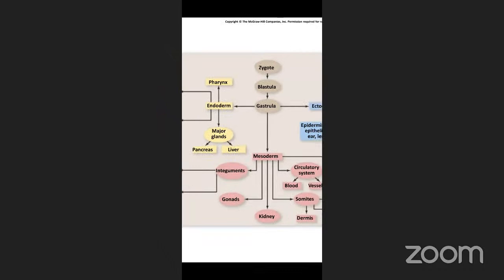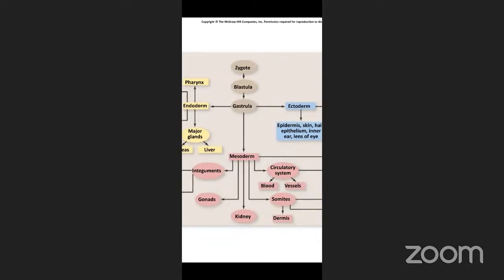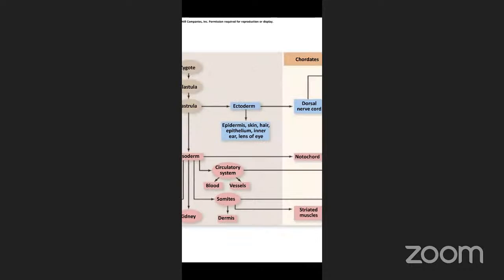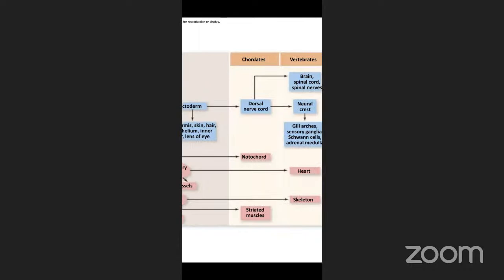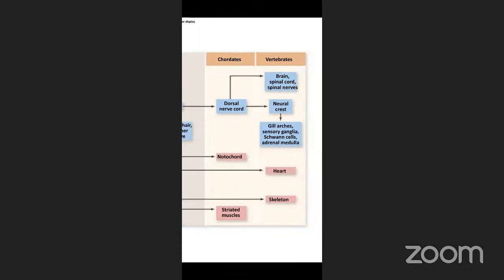And this is the final summary of which cell forms what. Okay, so first the zygote forms blastula, a ball of cells, then they will undergo formation of three layers, which is called gastrulation. So after gastrulation, we get ectoderm, endoderm, and mesoderm. First the ectoderm will form epidermis, skin, hair, epithelium, inner ear, and lens of eye, which will further develop into dorsal nerve cord in cortex and brain, spinal cord, spinal nerves, neural crest cells in vertebrates, and neural crest cells further develop into gill arches, sensory ganglia, Schwann cells, adrenal medulla in vertebrates.